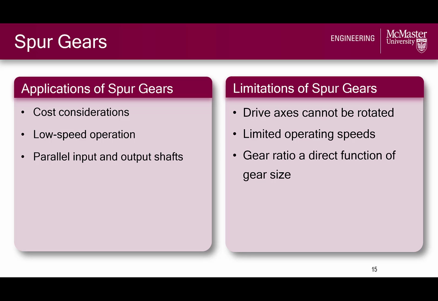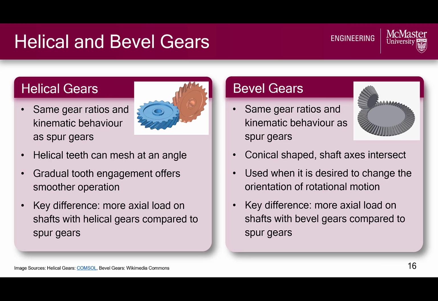When it comes to dealing with non-parallel drive axes, alternative gear types better suited to such applications include helical and bevel gears. Both of these types of gears follow the same gear ratio principles as spur gears and have the same kinetic behavior, but helical gears can mesh at any angle, and the conical shape of bevel gears means that they mesh with their shafts perpendicular.